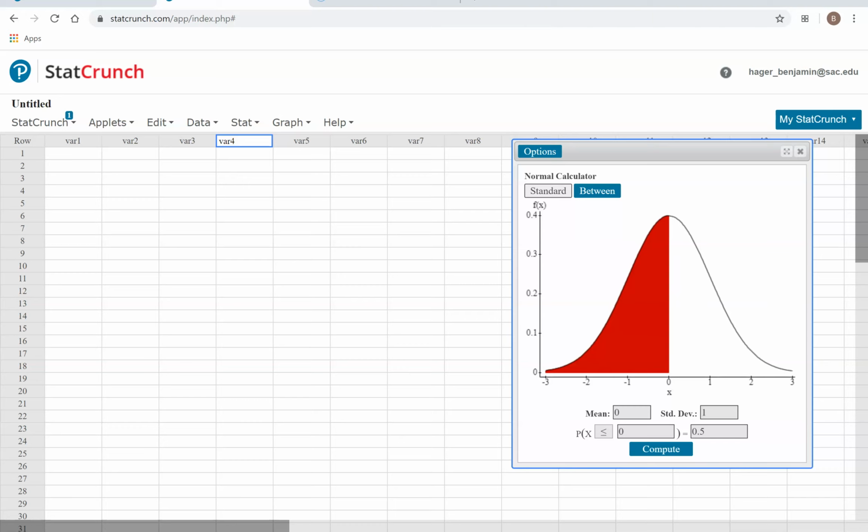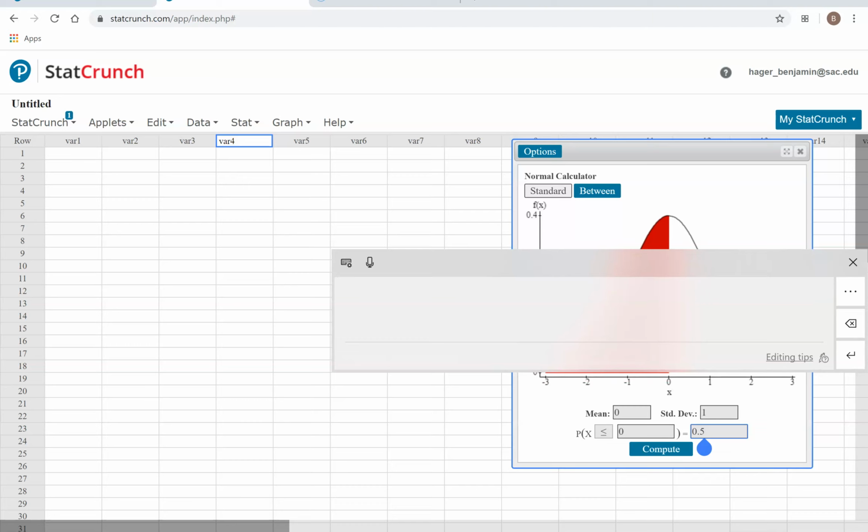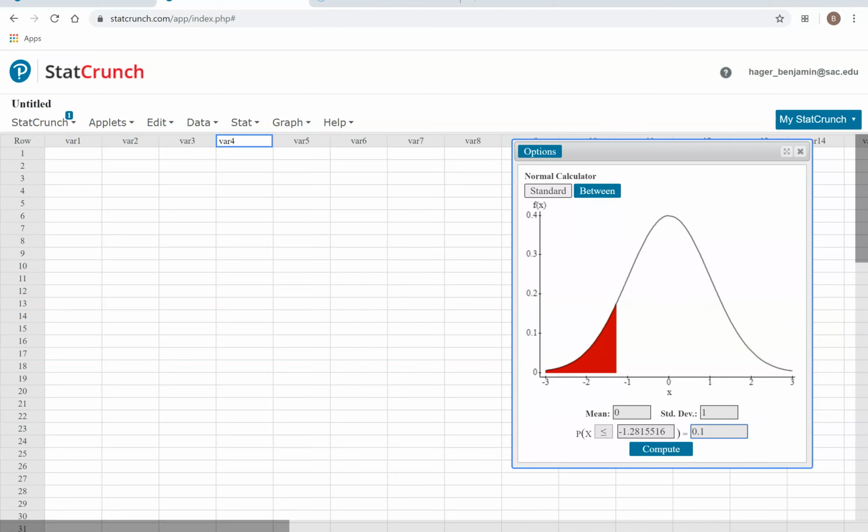And I do want left area, but what I'm trying to do is type in the area here. I'm looking for an area of 0.1. Will that work? No. If I delete it, it will. 0.1 is the area I'm looking for. Okay. And notice it tells me negative 1.28 would be the z-score that would do that. If you want to leave 10% area to the left, the z-score is negative 1.28.